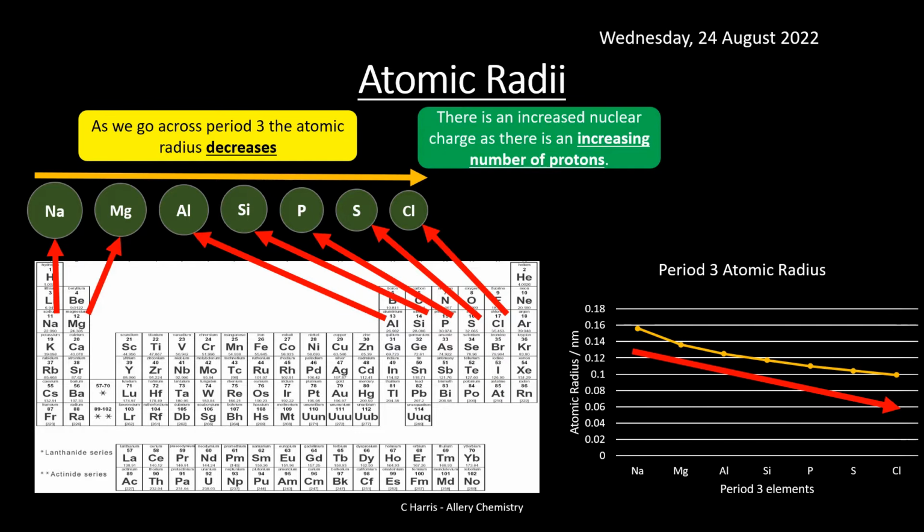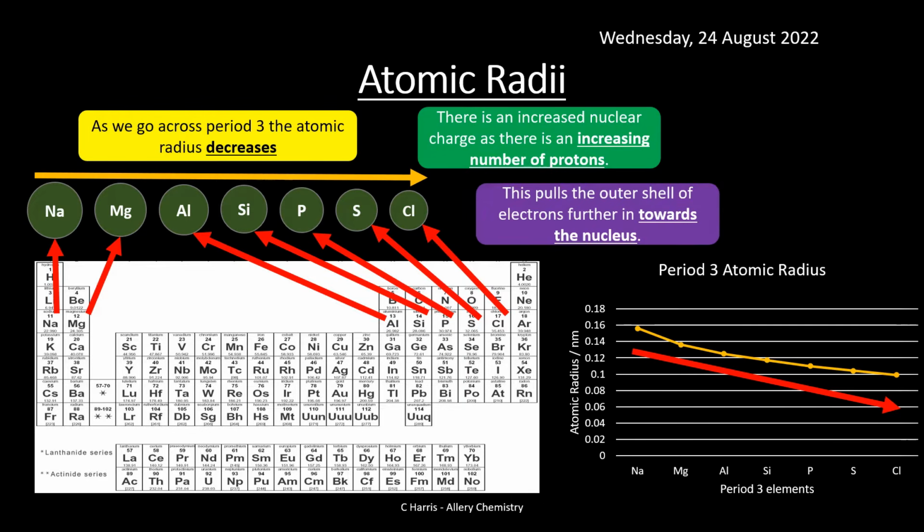And the reason why is we've got this increased nuclear charge. The number of protons in the nucleus of these atoms is increasing. What that's doing is it's pulling in the size of the atom a little bit more as we go across the period. So it's pulling all that in, and so the atomic radius is decreasing as we go along.